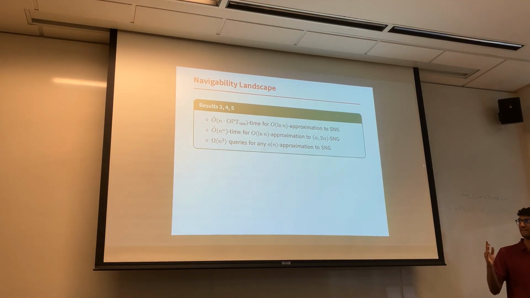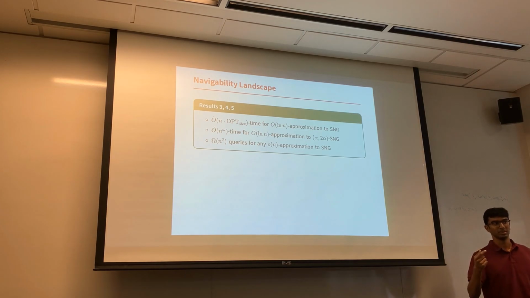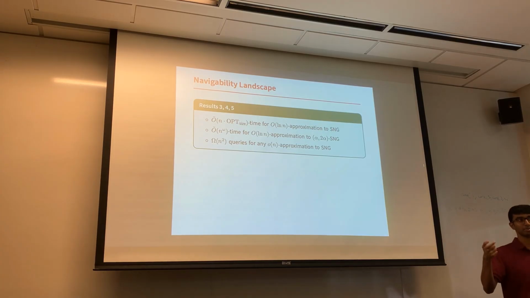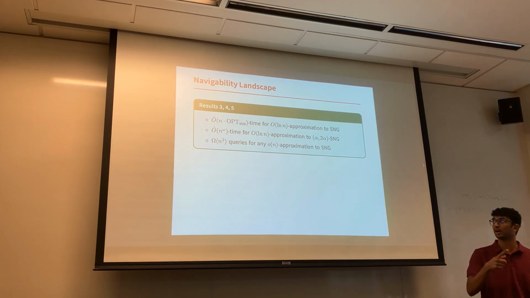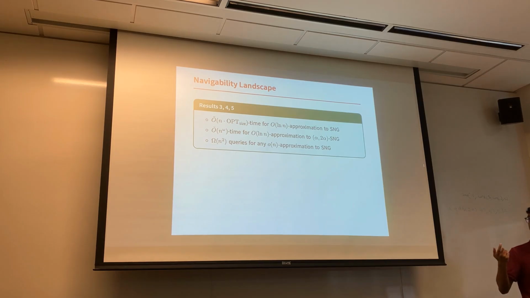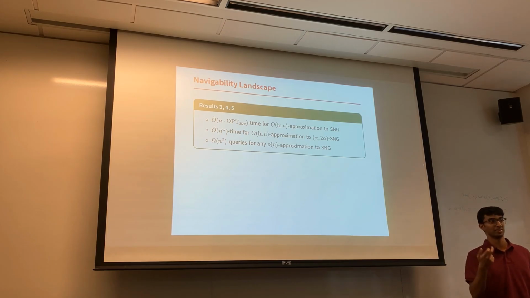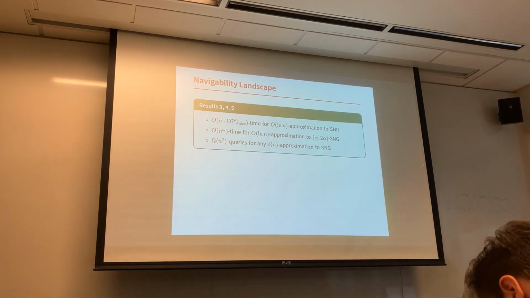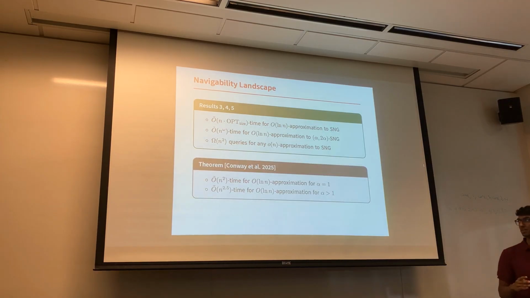So we saw that there's 2 algorithms and 1 strong lower bound. In n times OPT size, I can compute a log n approximation to the sparsest navigable graph. And also in matrix multiplication time, I can get the same result if I'm willing to accept this bi-criteria relaxation. But in n squared time, or rather, if I want any non-trivial approximation, I shouldn't expect to do any better than n squared time.